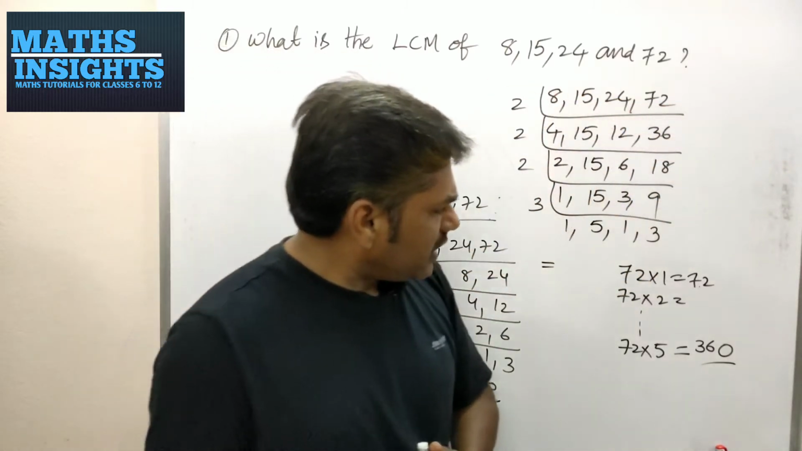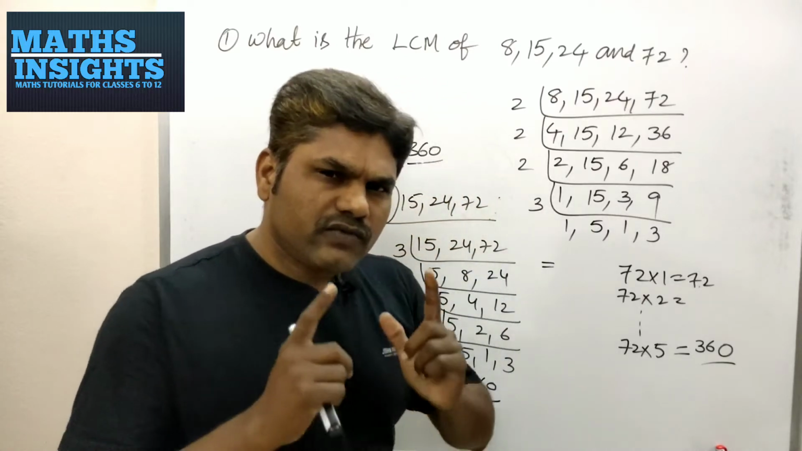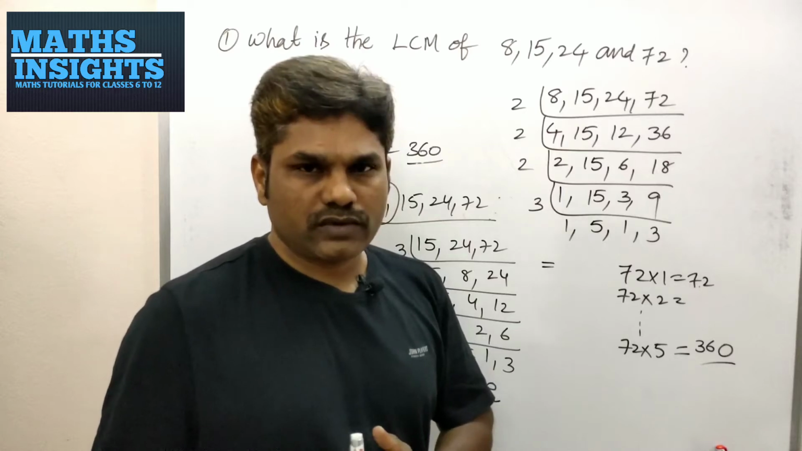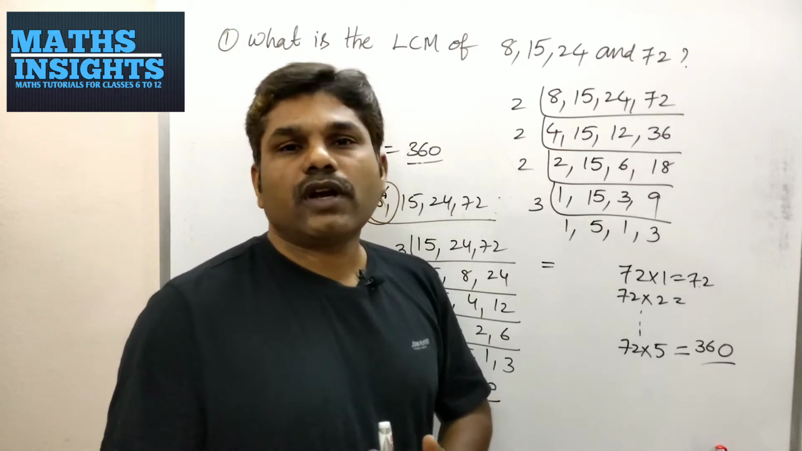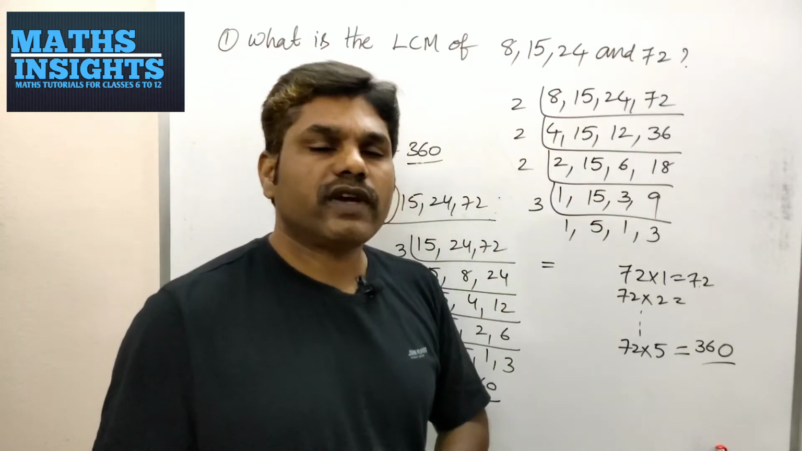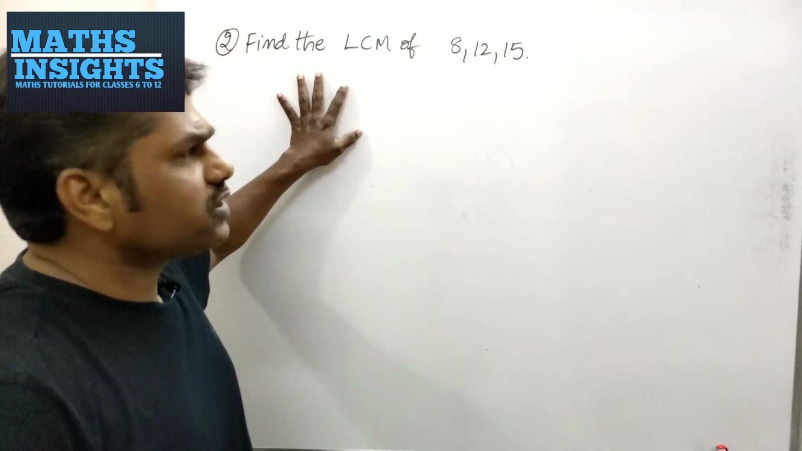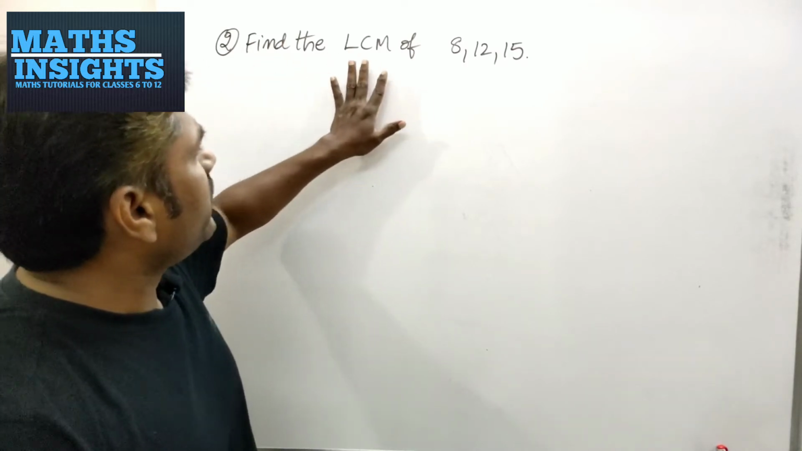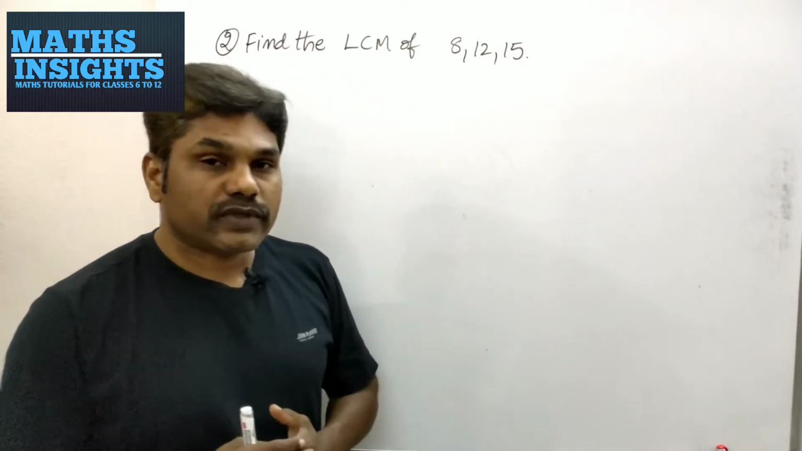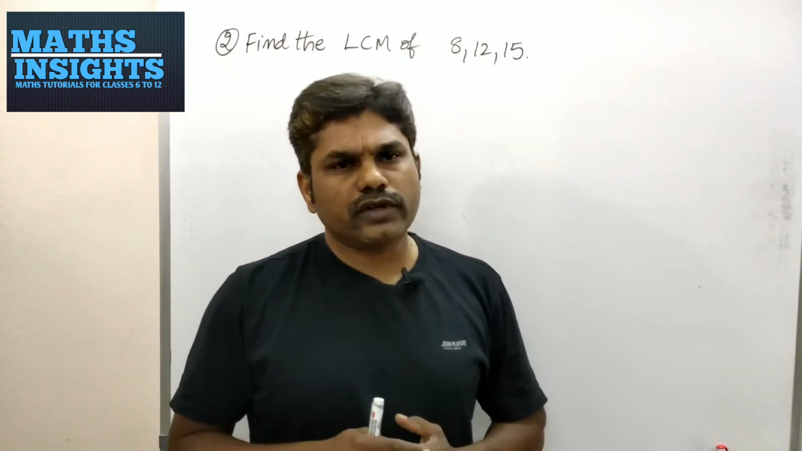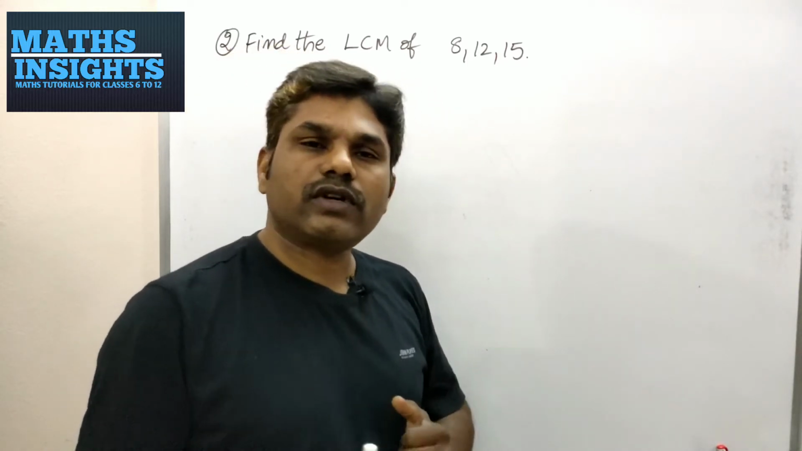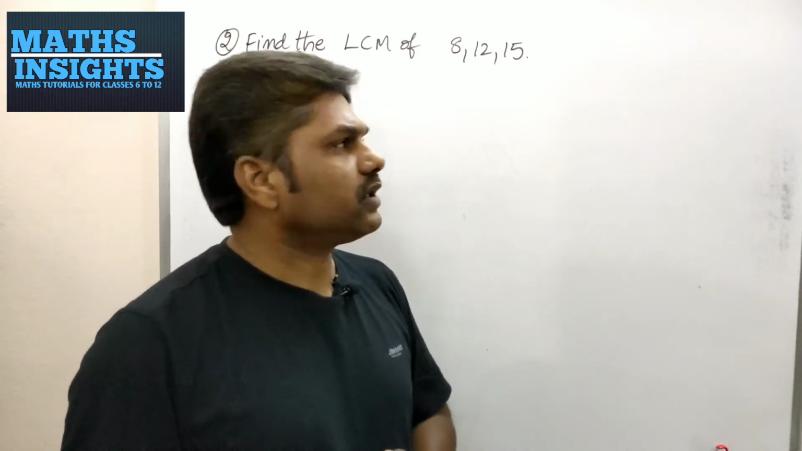See, it looks somewhat lengthy, but it will work effectively if you practice more problems. I will take another problem and explain it using these concepts, then it will become very clear to you. This is the second question. Find the LCM of 8, 12, 15. For understanding purposes, I am taking a very simple question. After understanding the concept, you may solve questions of whatever difficulty.